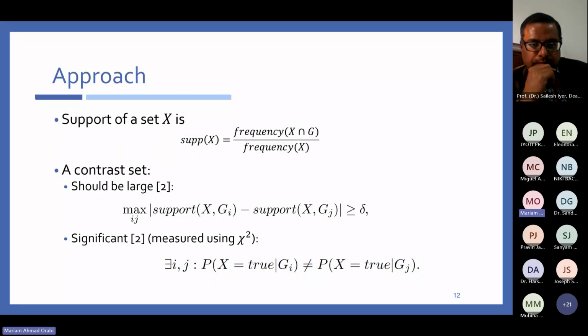In contrast sets, there are several terminologies that we have to define, such as the support of a set. The support of X is equal to the frequency of X happening in a certain group over the frequency of X in all groups. The contrast set should be large and should be significant, which means that it has to follow the following two conditions.